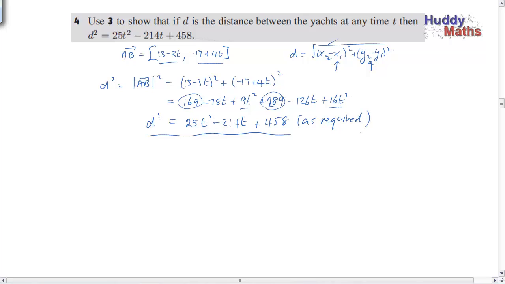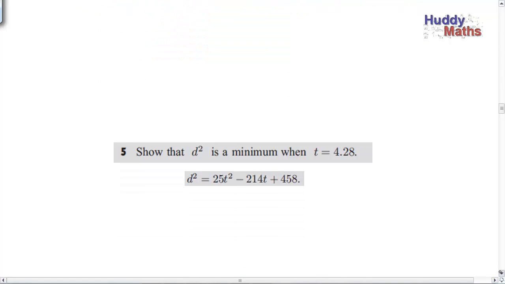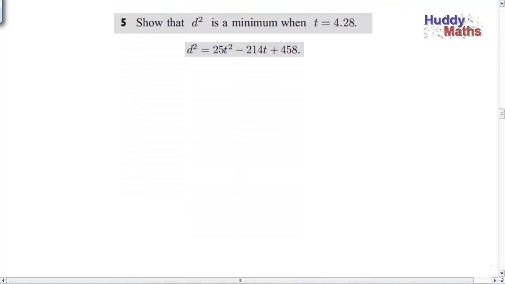All right, so yes, interesting, isn't it? So now we've got an expression for the square of the distance between them. At any point in time t, we can tell how far apart the yachts are. All right, come down and let's have a look. Show that this is a minimum when t equals 4.28.